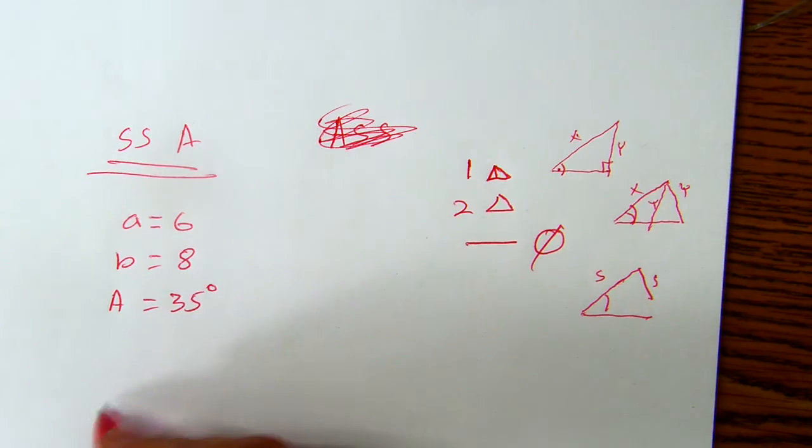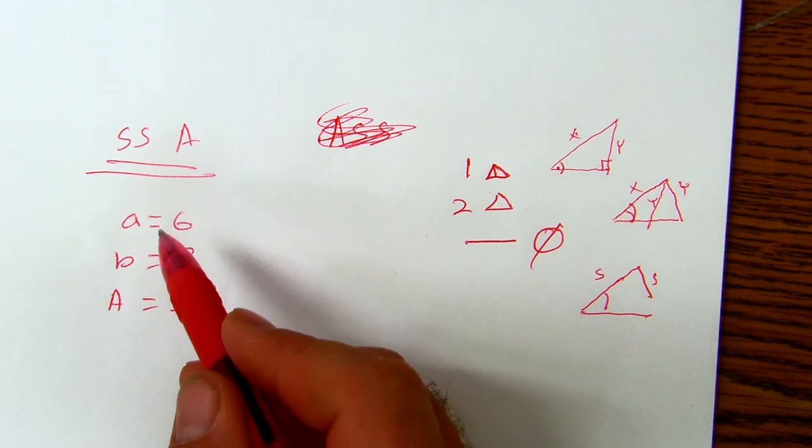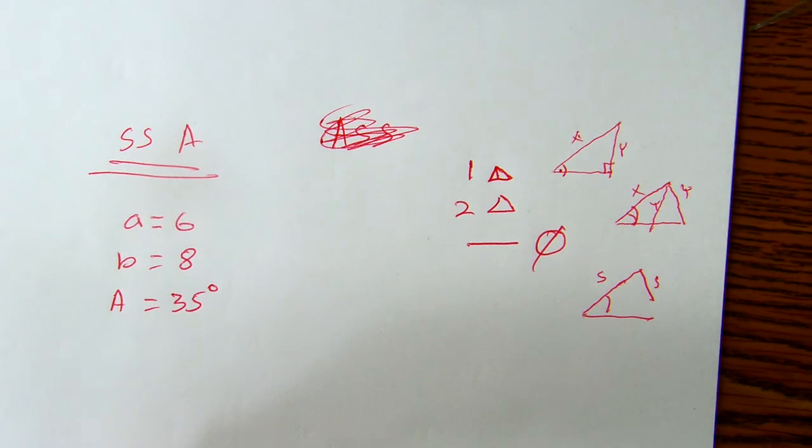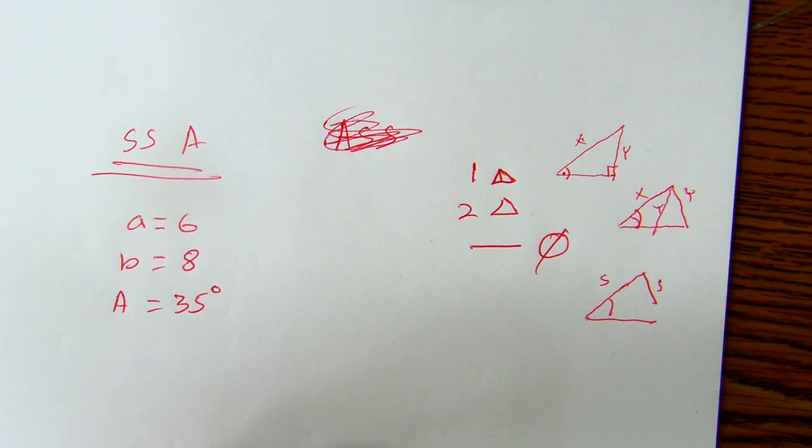This is what I do. Like I said, this is example 4 off page 262. I just draw it. I've got about a 35-degree angle. I'm going to call this A. And if this is A, I'm going to make this side 8, and I'm going to call this B.